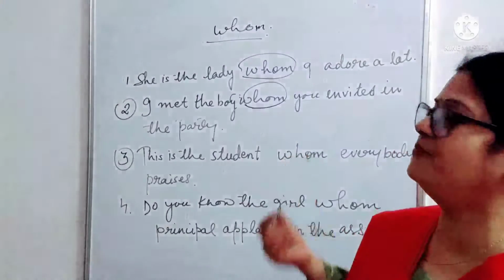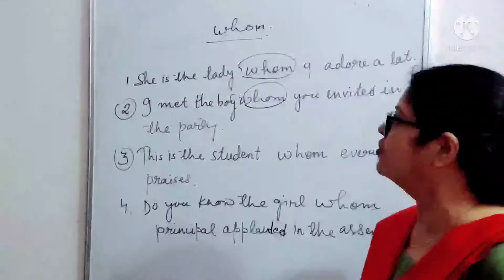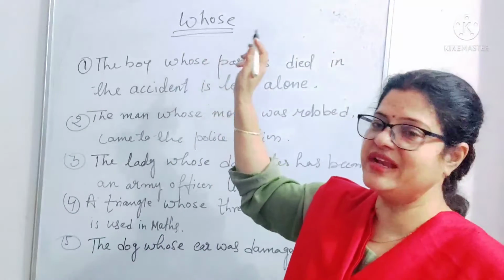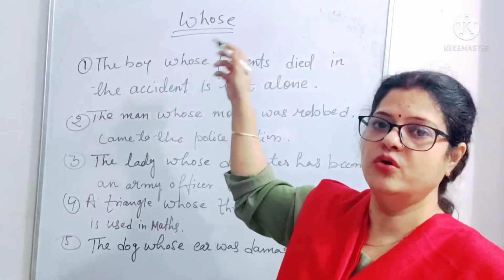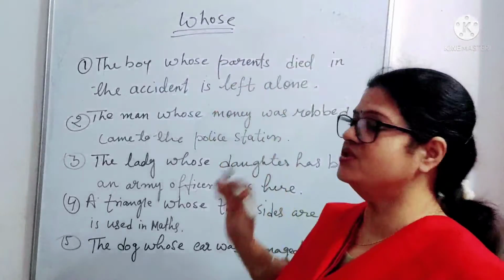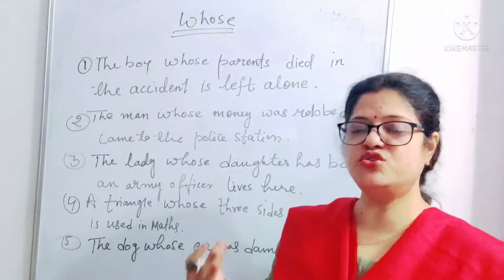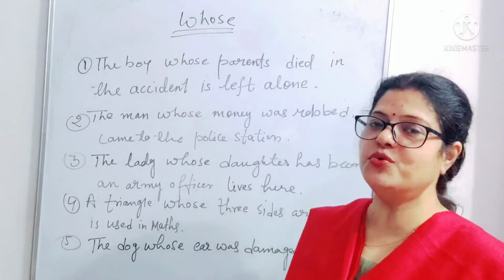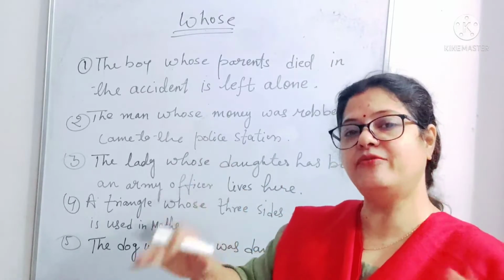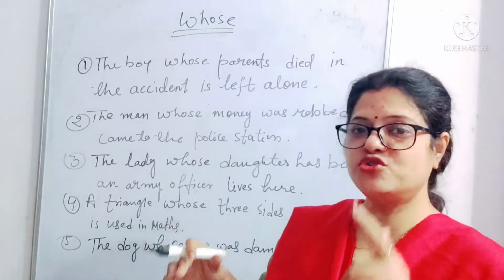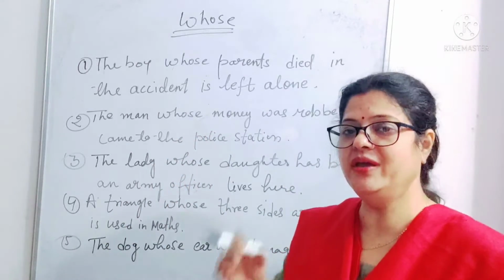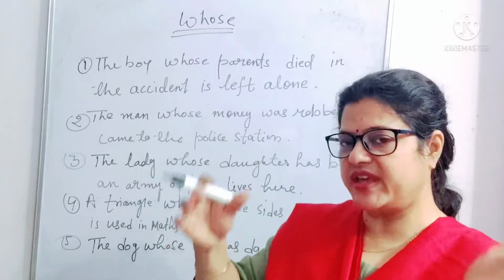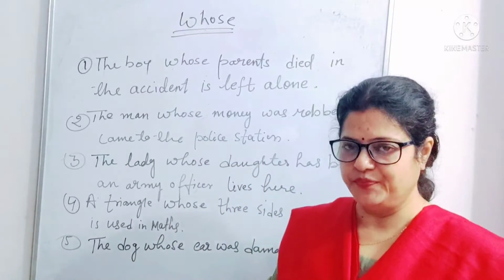My last relative pronoun is whose. So let's talk about this. Now we have this last relative pronoun, which is called whose. So whose actually shows possession. In a noun, when we want to show some possession, what we do is put s or apostrophe s after the noun. For a living being or a human being, we use s after the noun.